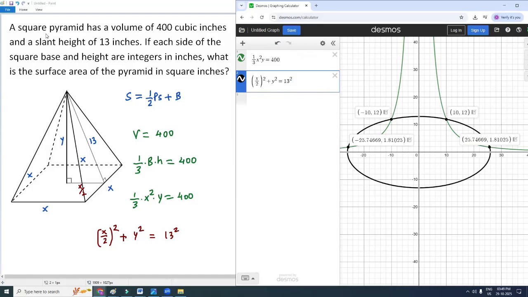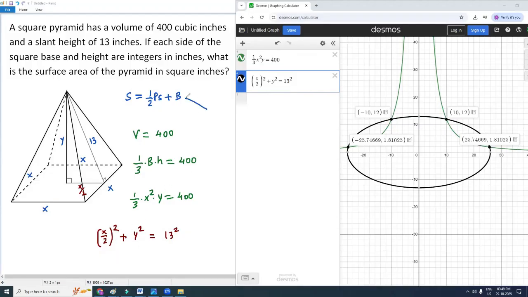There is information that each side of the square base and the height are integers, and both x and y values must be positive, because x is the length of each side of the square and cannot be negative, and y is the height of the pyramid, so that also cannot be negative. So among these 4 points of intersection, we consider the point where both the x coordinate and y coordinate are positive integers. That is (10, 12). So what is the x coordinate? That is 10. So 10 is the length of each side of the square base.